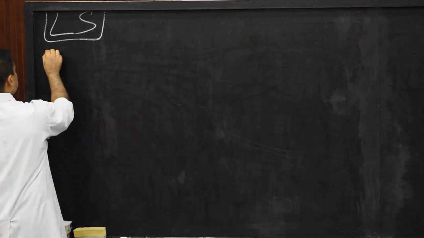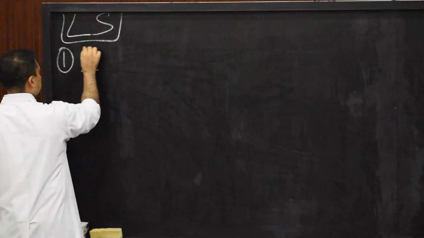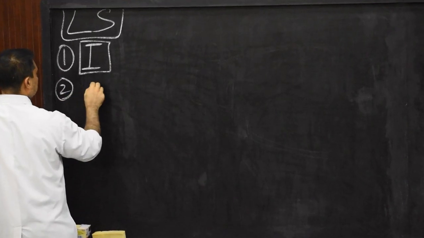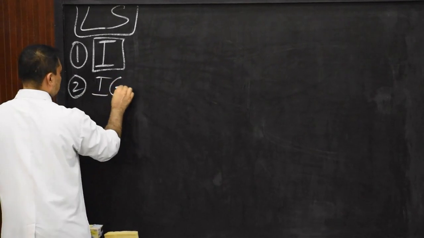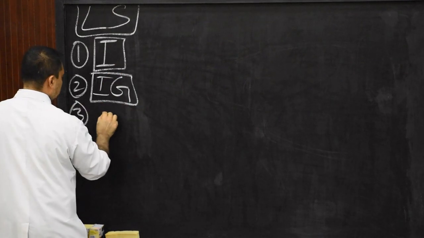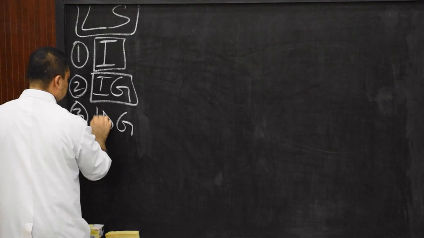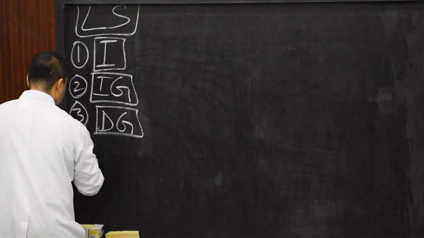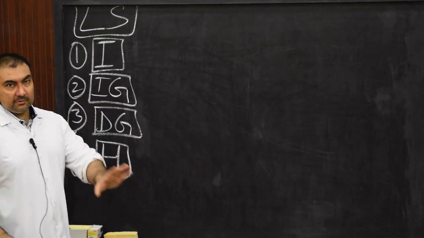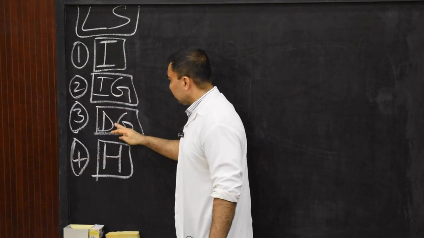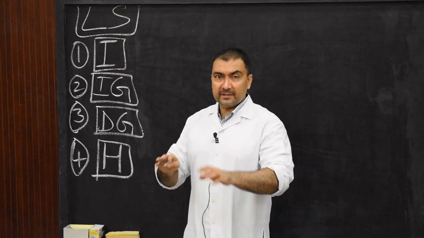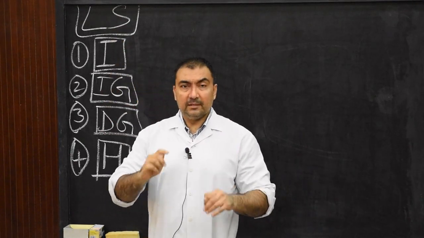Here the first point will be the introduction of limbic system. The second point will be the indusium gracium. Third point will be the dentate gyrus. And the fourth point will be the hippocampus. Based on these 4 points, introduction, indusium gracium, dentate gyrus and hippocampus, we will today finish the entire anatomy of the limbic system. Now, first introduction.